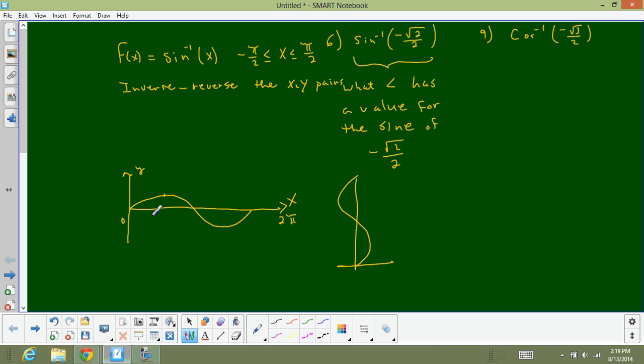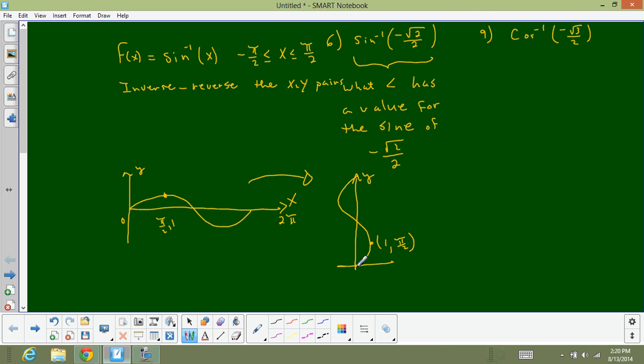This point, which is pi over 2, 1, right? This point at the top of that hill right there. That point is going to correspond to 1, comma, pi over 2. And so the problem you can see, if you think of the inverse this way, by reversing the x's and the y's, is you don't have a function anymore, right? Because here's my y-axis, and you're not going to pass the vertical line test, all right?